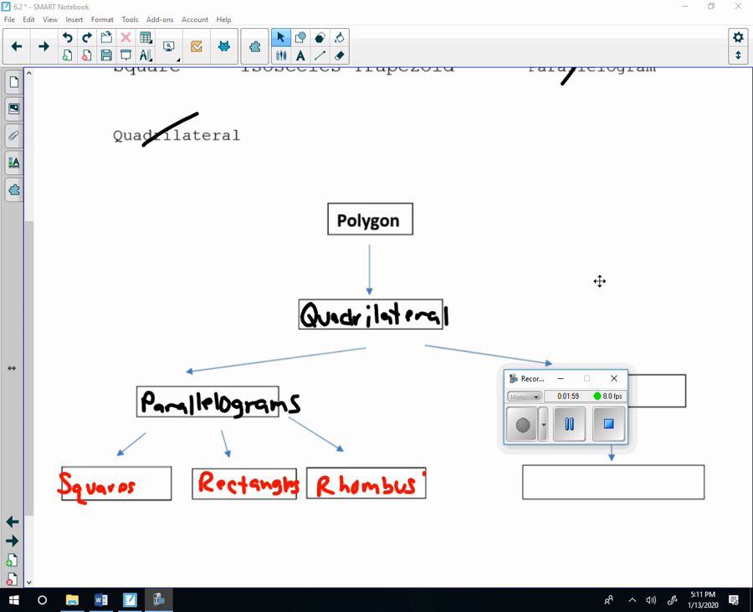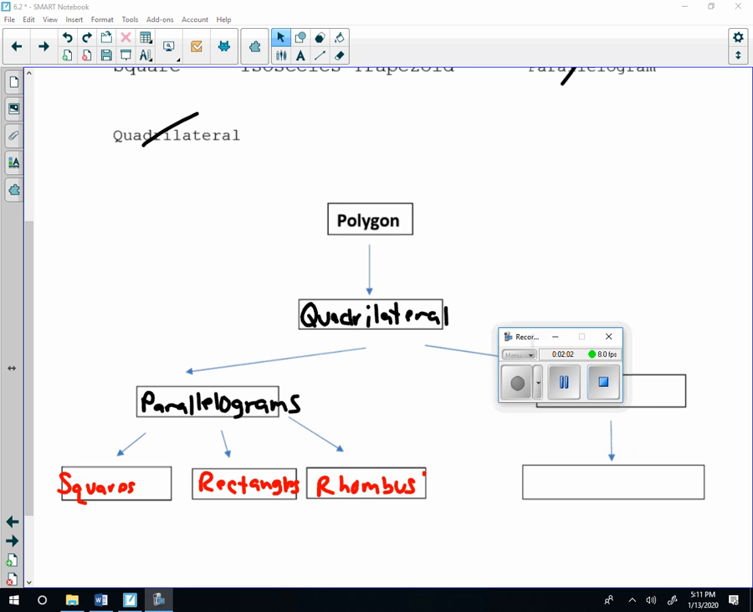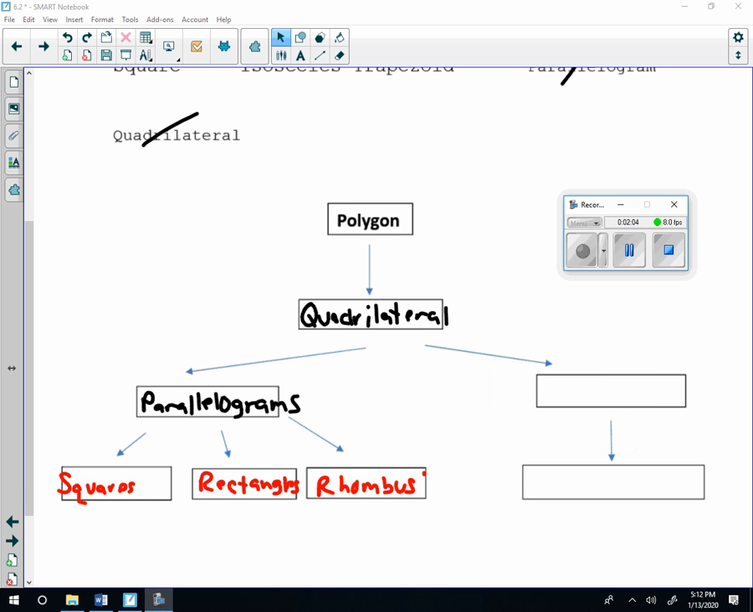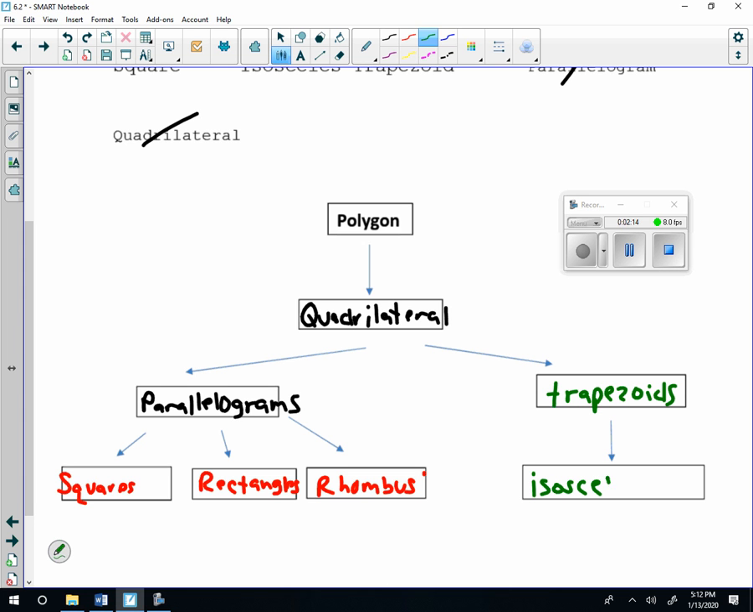And in the other direction, we still have some quadrilaterals. They're just not classified as parallelograms. So we have trapezoids, and then we have special kinds of trapezoids known as isosceles trapezoids. So these are still quadrilaterals. They're just not considered parallelograms.